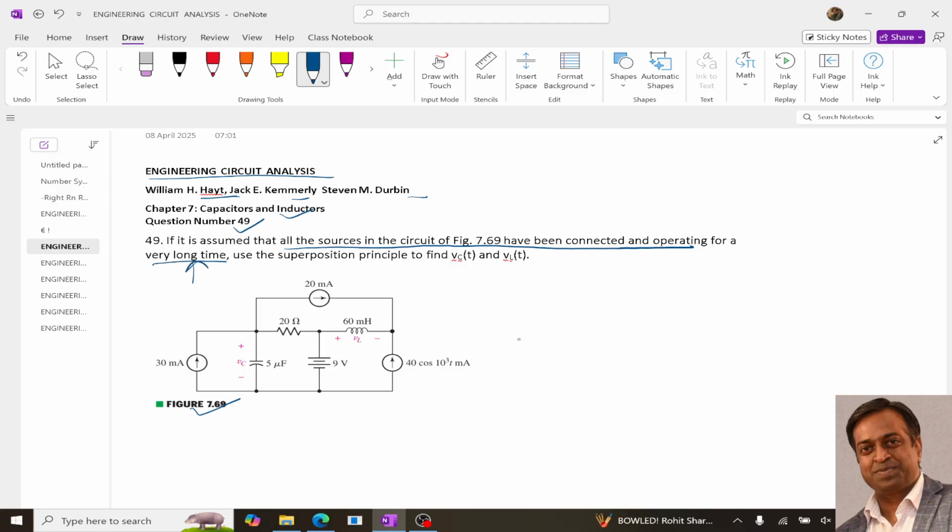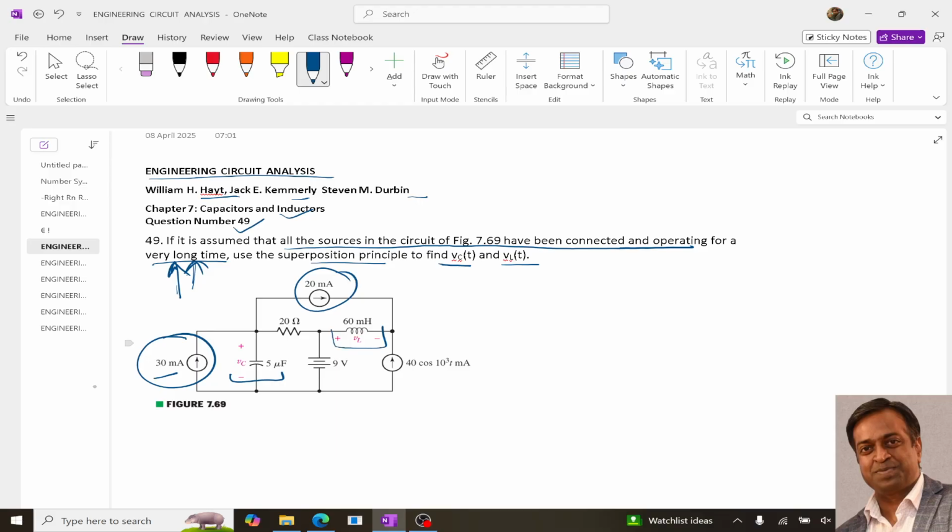You need to note that the circuit is in this state for a very long time, and for this we need to use the superposition theorem to find the values of vC(t) and vL(t). vC(t) means this voltage, and vL(t) is the voltage across the inductor. As mentioned in the question, the circuit is in this position for a very long time, so for constant sources, the impact of the capacitor and inductor will not be there.